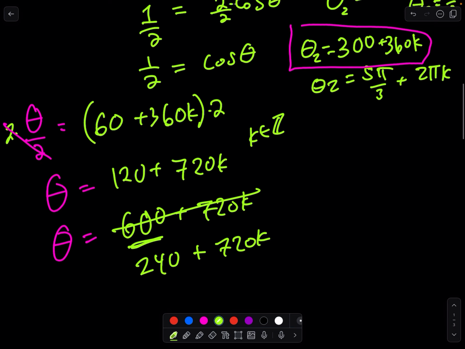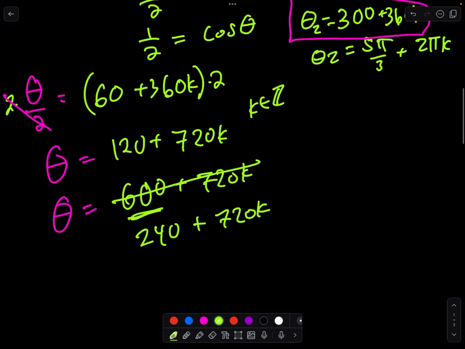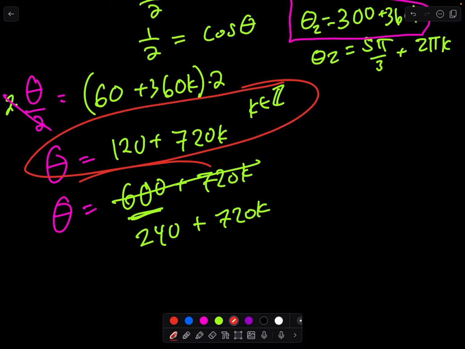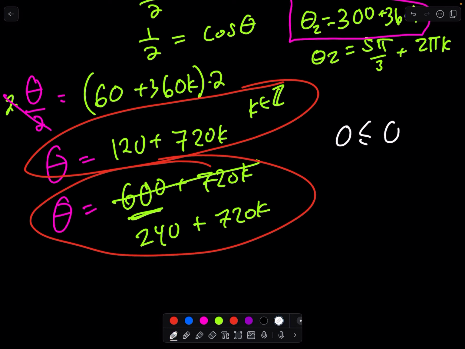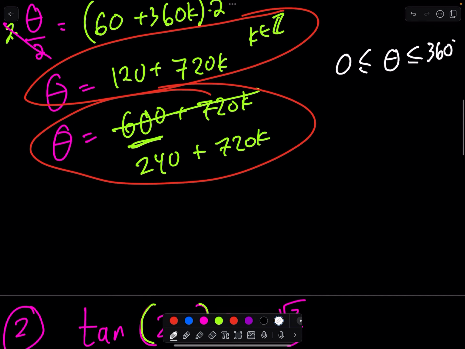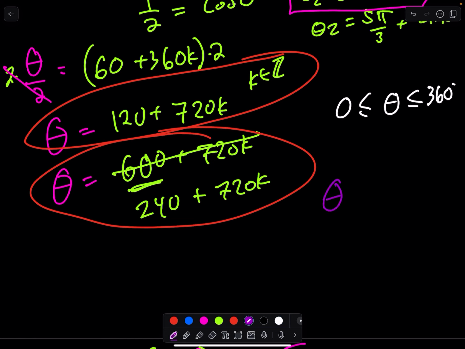Now, again, depending on your teacher, this might be acceptable. Here's one of your answers. Here's another one of your answers, where k is an integer. However, your teacher might want to limit you. They might say, hey, really, you should have theta between 0 and 2 pi, or really in this context, since I'm in degree land, between 0 and 360 degrees. So we should really clean these up and make sure our answers fall between 0 and 360 degrees. We have two of the answers: 120, as well as 240.